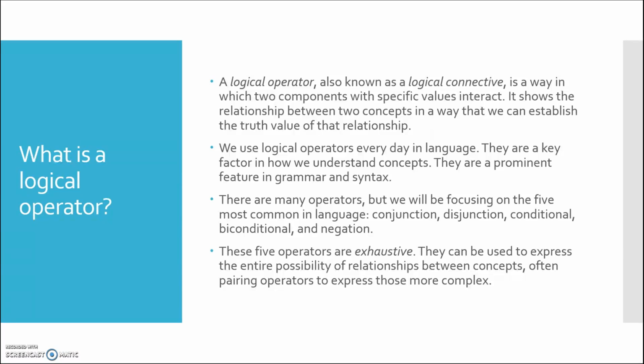There are many operators, but we'll be focusing on the 5 most common in language: conjunction, disjunction, conditional, biconditional, and negation. These 5 are exhaustive. That means that using the 5 or a combination thereof, you can essentially express the entire possibility of relationships between premises or propositions.